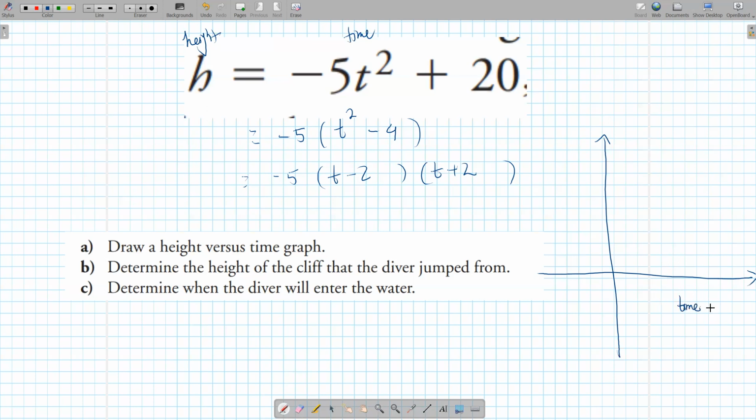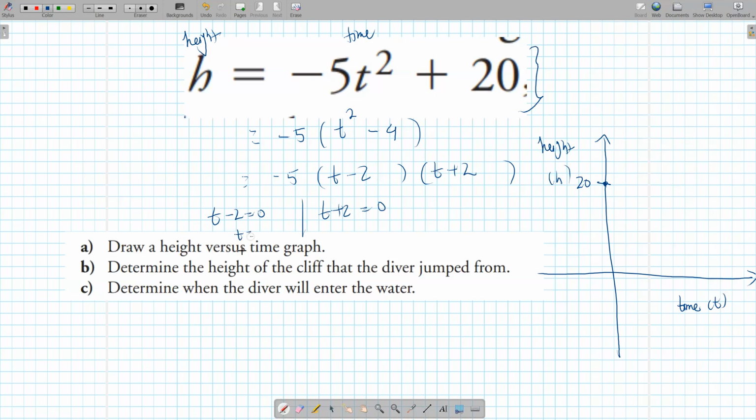So on the x-axis, we have time, t. On the y-axis, we have height, h. Now, if you look at this expression, there's no brackets or anything. That's a quadratic in its standard form, and that gives you the y-intercept, plus 20, the number that's by itself without any variables. 20 is the y-intercept. And you see t minus 2, t plus 2. If we set them equal to 0, that's going to give us the x-intercepts.